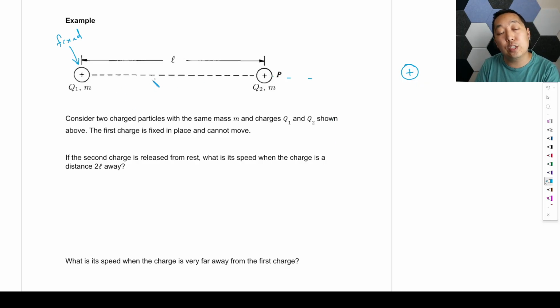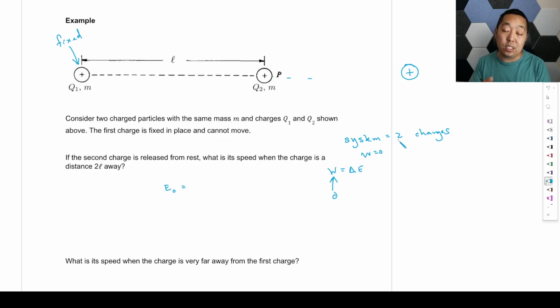If we think about the system of the two charges, there are no external forces on the system. Yes, they push on each other, but if we think of the system as being both charges, then the external work is going to be zero, and we're going to use conservation of energy. The work is the change in energy, but there are no external forces, so this is zero, and the change in energy is zero. So we just think about what's the energy we have initially. The system has two charges, therefore there are two forms of energy we're going to consider: the electric potential energy and the kinetic energy.